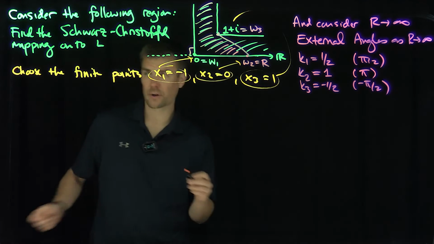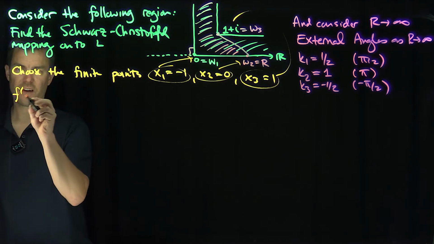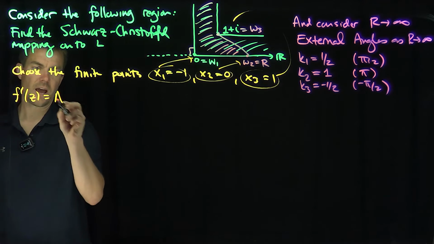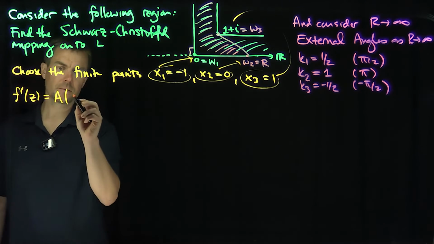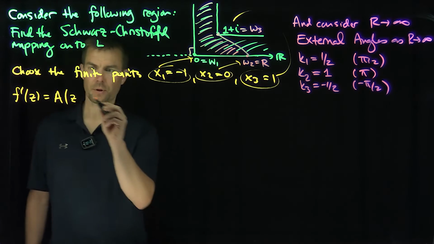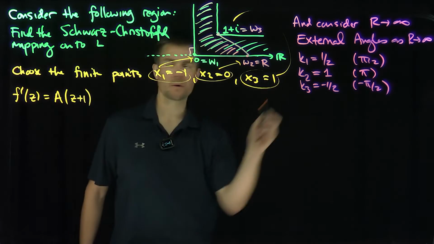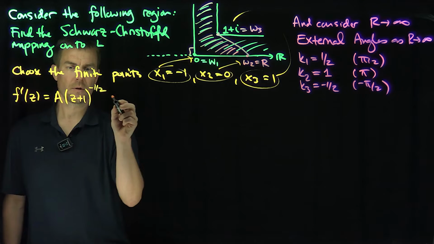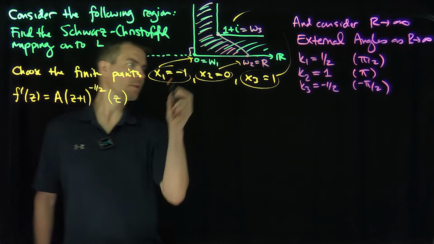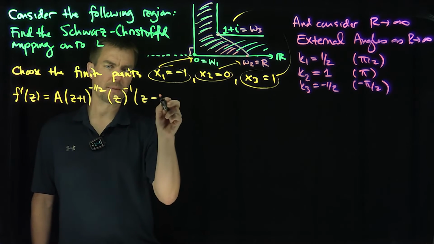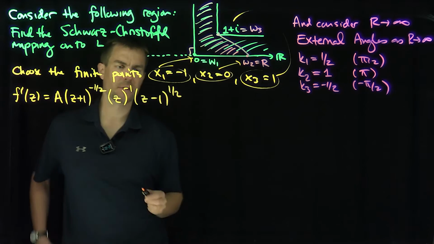Okay. All right, so now we have our information. So now we can set up our Schwarz-Christoffel transformation. So it's f prime of z. F prime of z is A, and then z minus 1, or plus 1 in this case, z plus 1 to the negative 1/2 power. And then z to what power? To the negative 1 power. And then z minus 1 to the power of positive 1/2, like that.